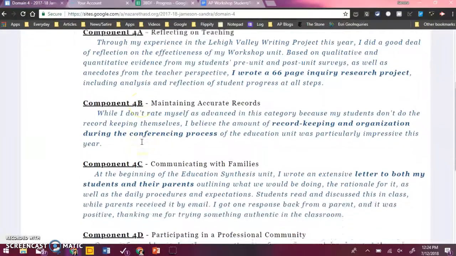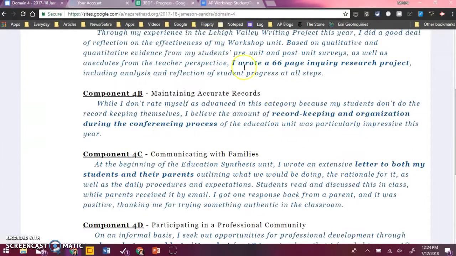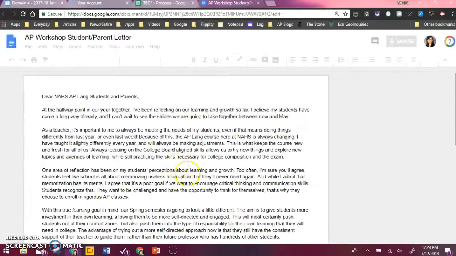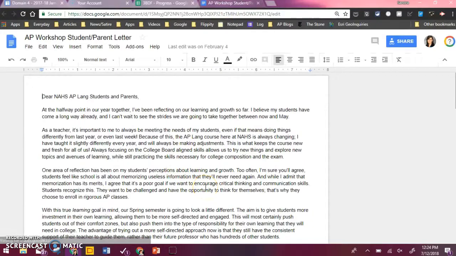Component 4C is about communicating with families, and the best evidence for that is at the beginning of our unit. I wrote a really long letter, and I addressed it to both students and parents. The students and I read it in class, and we talked about it, and I actually walked them through some of it and sort of demonstrated it. But the parents just got this via email.